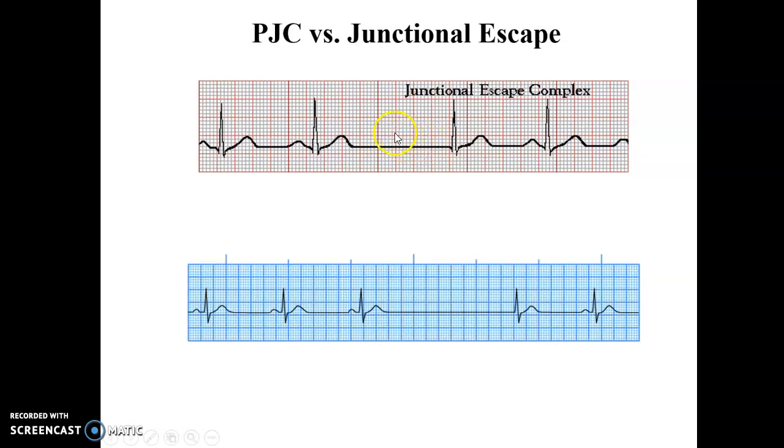But you can also have what we call a junctional escape beat, where that PJC, instead of it being premature, it's actually coming late. The SA node didn't fire for a period, and so it kicked in to try to help give you more. So here it looks like from R to R, I can see that it's extended here. It's actually longer than usual instead of early, and then it goes back to its normal spacing. My regular beats look like they're regular.